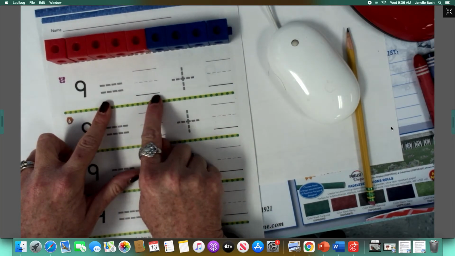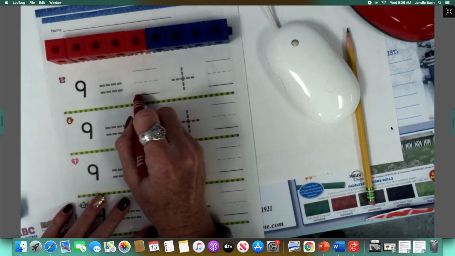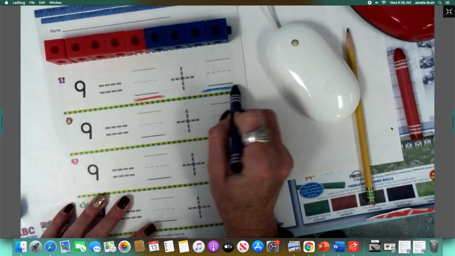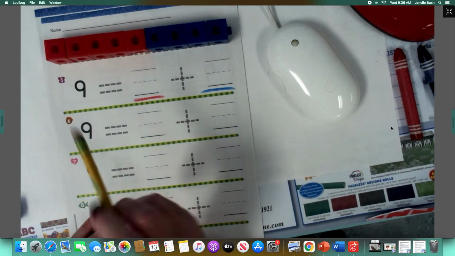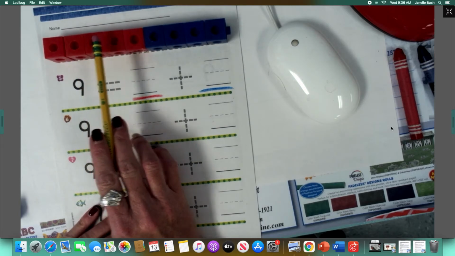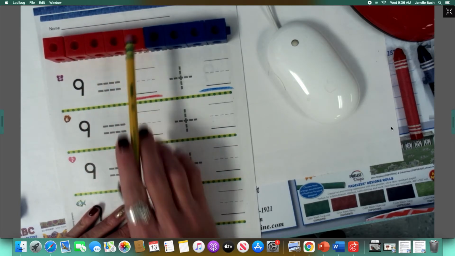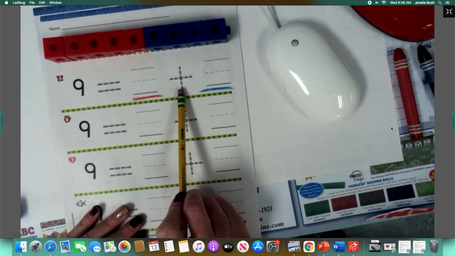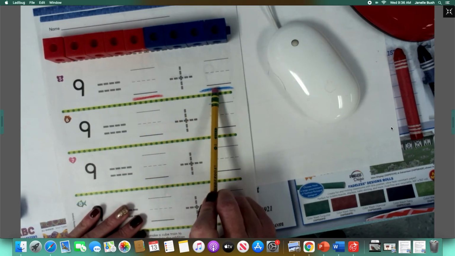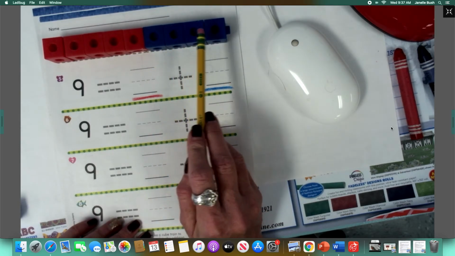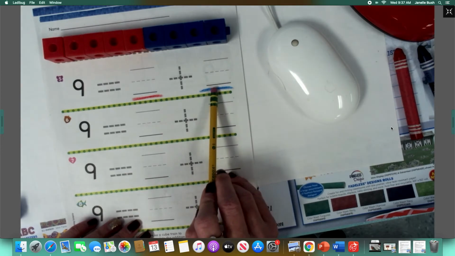First, this side right here is going to be how many red cubes. And this blank right here is going to be how many blue cubes. So let's count the red cubes first. Okay, write that number here. Trace your plus. Now this is going to be your blue. Count your blue. Now write that number there.